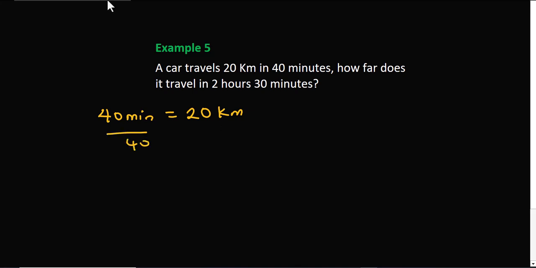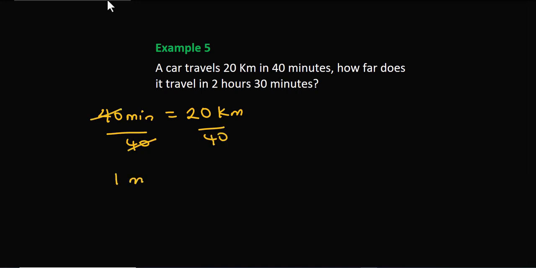Dividing both sides by 40, the 40s cancel out. So in 1 minute, because 4 here is 1, 4 here is 1, so in 1 minute this is 0, and then 2 over 4 is same thing as 1 over 2, right? So 1 over 2, which is 0.5 kilometers. So this is in 1 minute.